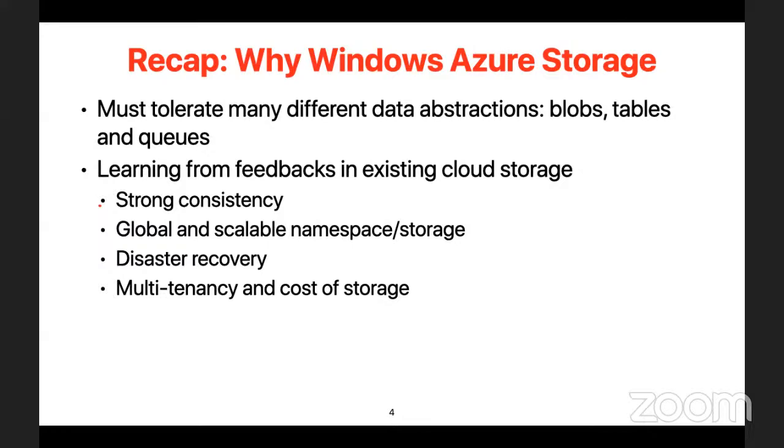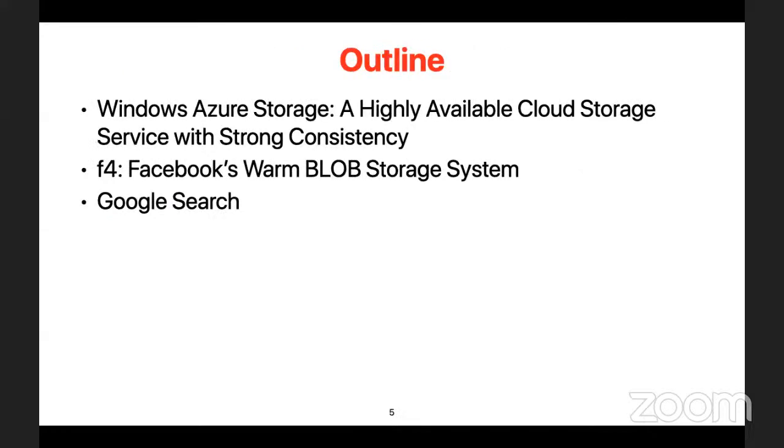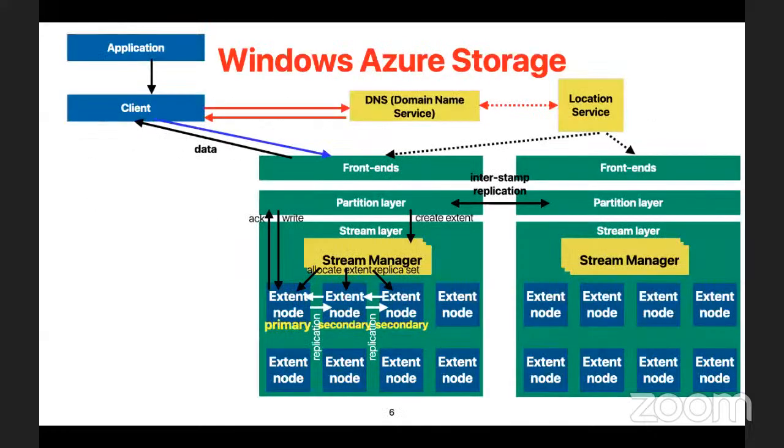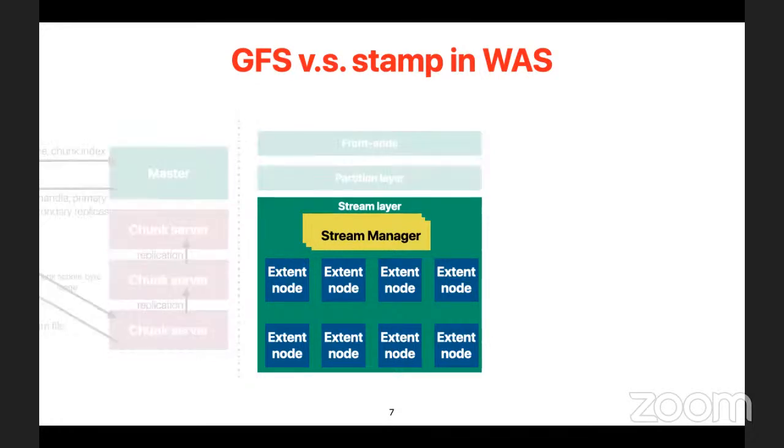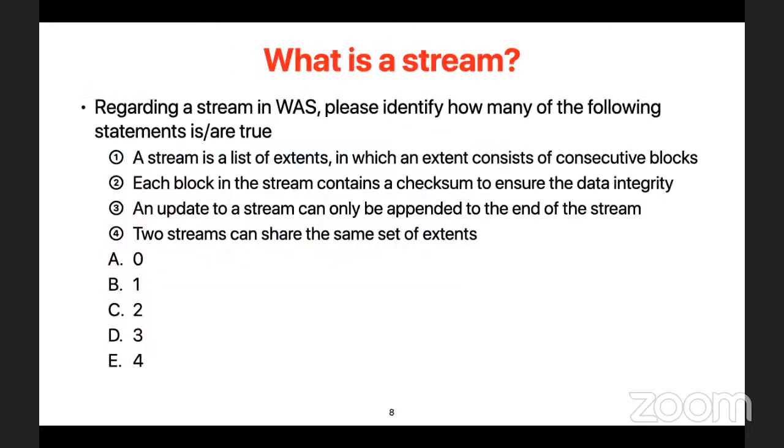So multi-tenancy, cost of storage, that's still a thing, right? Today we are going to continue the discussion on this. For Windows Azure Storage, here is their overall architecture as we learned in the last lecture. And I tried to tell you that it's essentially a Google File System with many layers on top. If you watch the stream layer design carefully, you can recognize the stream manager as the master in Google File System. An extent node is just like a chunk server in Google File System.